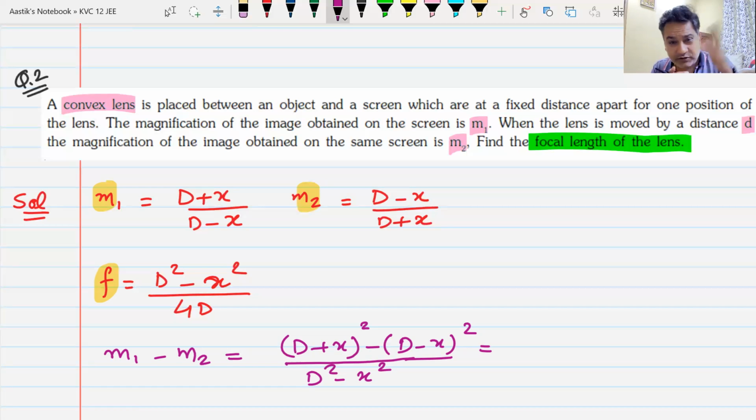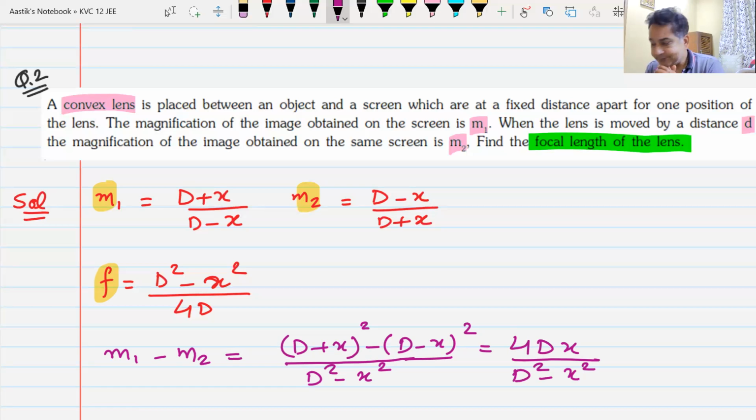Now it is (A plus B) square minus (A minus B) whole square. All of you know this. How much is that? It is 4 times DX upon D square minus X square. Yes or no?